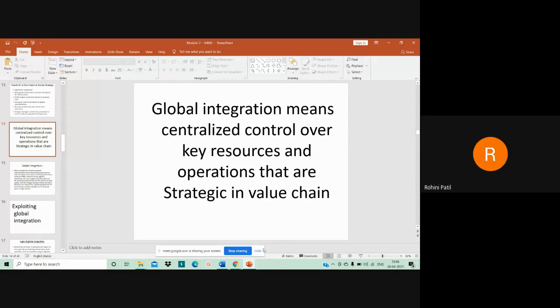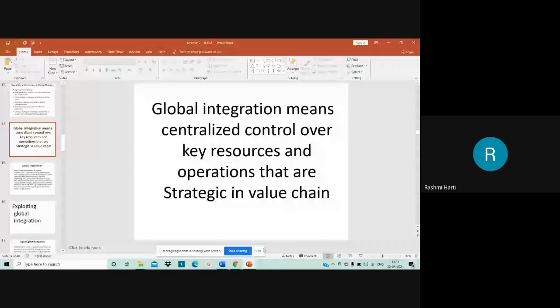It means the resources are controlled at the center with the help of the strategic value chain. Okay. So this means key resources and operations which are very important in the business, for example marketing, finance, HR, then key production processes, quality, research and development. All these key operations and key resources, held by the people on the top end, are centralized and controlled by the headquarters. That is what global integration means.